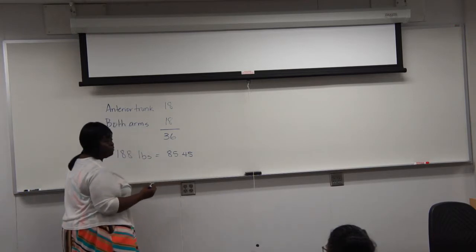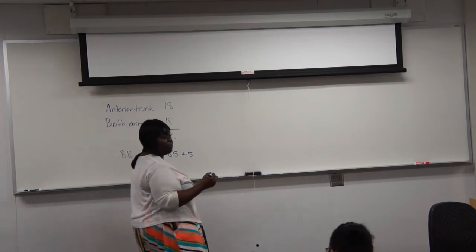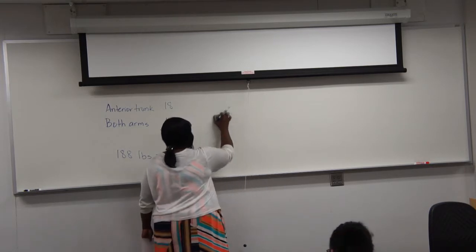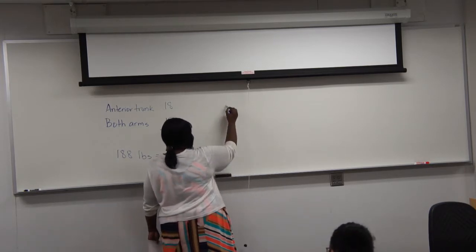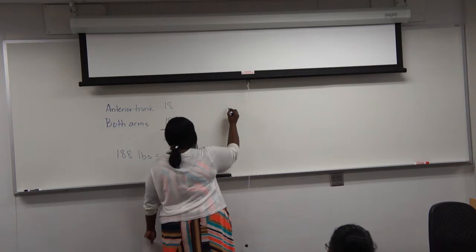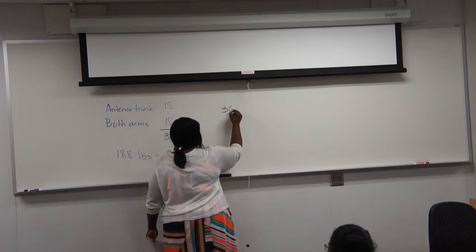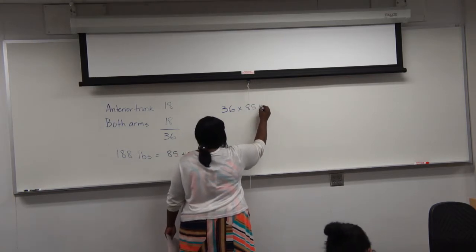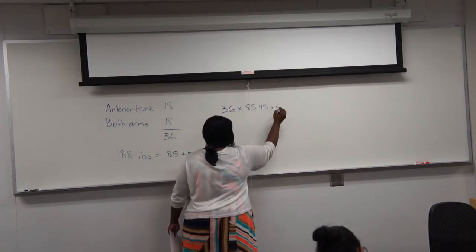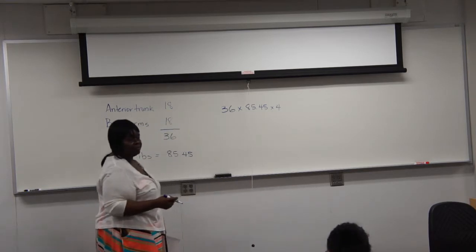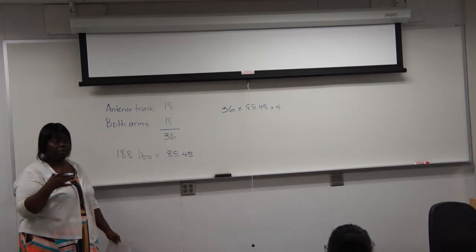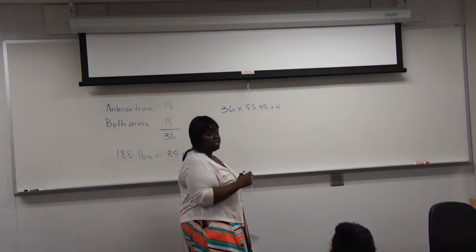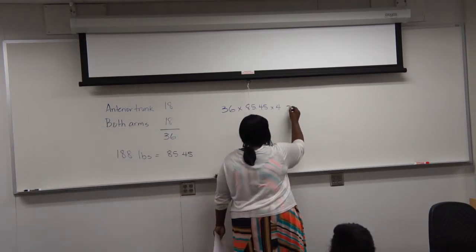So how do we do that Parkland formula? 36, oh, I'm sorry, 6 times 36 times the 85, and then times 4. Right. And what fluid do we use? Lactated Ringer's. It's closest to plasma, so that's why we use it. All right. Now this is how much he gets in 24 hours.